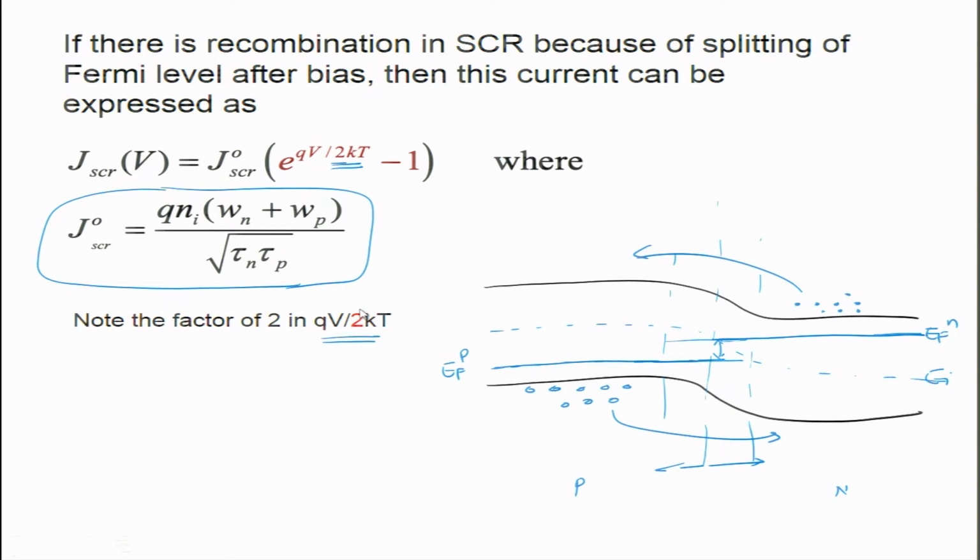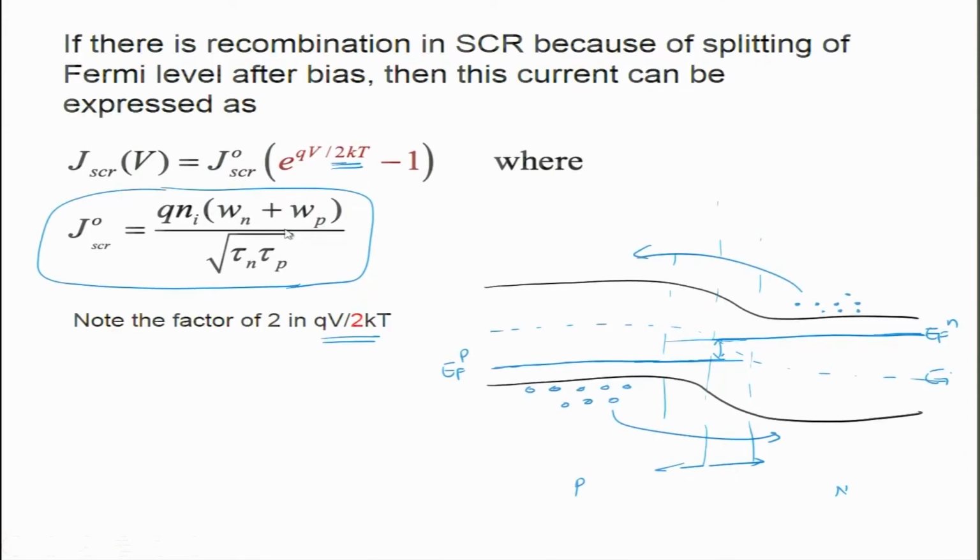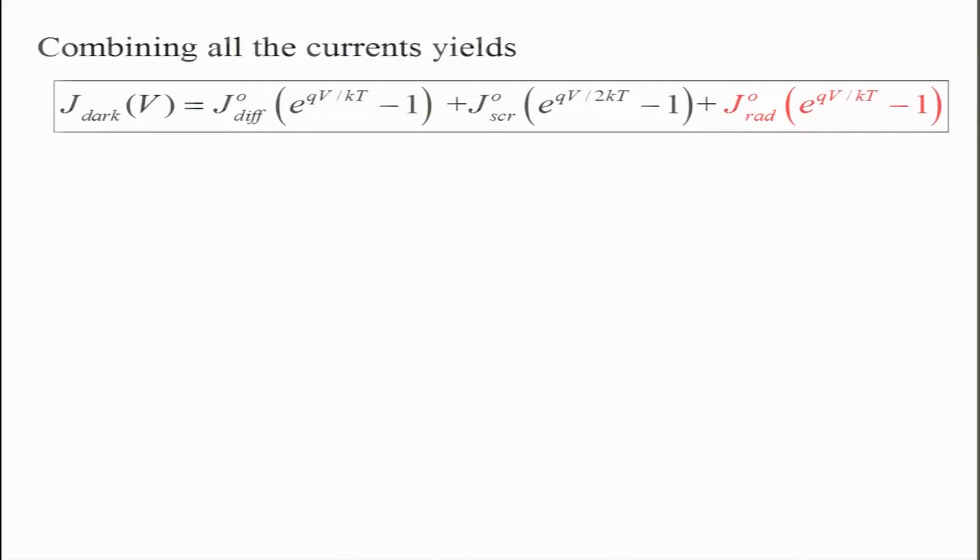So, in addition to the dark current that you have here, there is an extra dark current, which has a factor of qV by 2kT, which is because of space charge recombination, which was ignored earlier. So, if you combine the two things together, J dark has a diffusive component, and this is the space charge component, and there is another component that we have added here, which is because of radiative recombination, which will always occur.